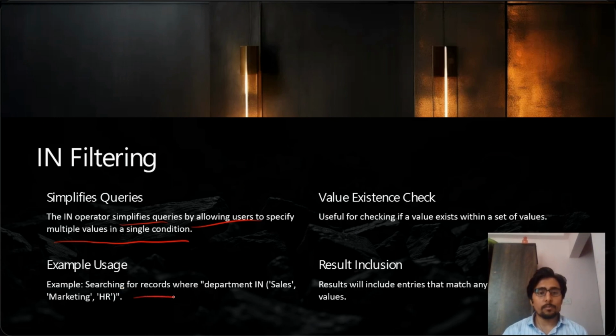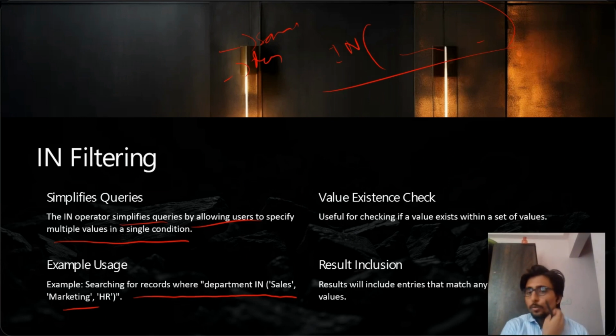Example uses searching for records where department in sales, marketing, and HR. You can try to find out the sales, marketing, and HR department if you want to find out the people. So you can directly use the IN operator, give the conditions and get the results. It will save time, it's faster, so it has many benefits, as I told in the previous slides. So this is how we'll do.